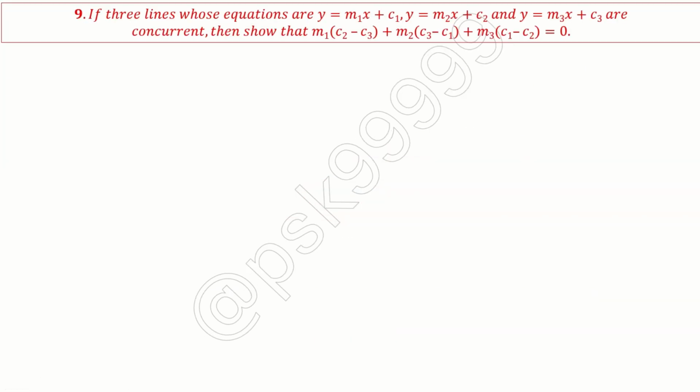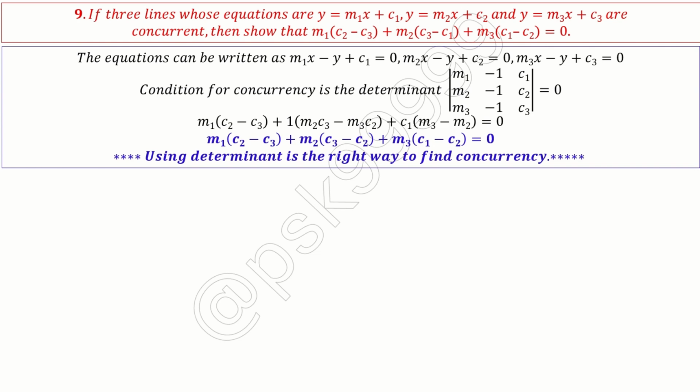If three lines whose equations are given here are concurrent, then show that this one. Okay, this is the matrix method determinant I am talking about. So remember this. This is an important formula, or a trick to know actually. The condition for concurrency is that this determinant should be equal to 0.